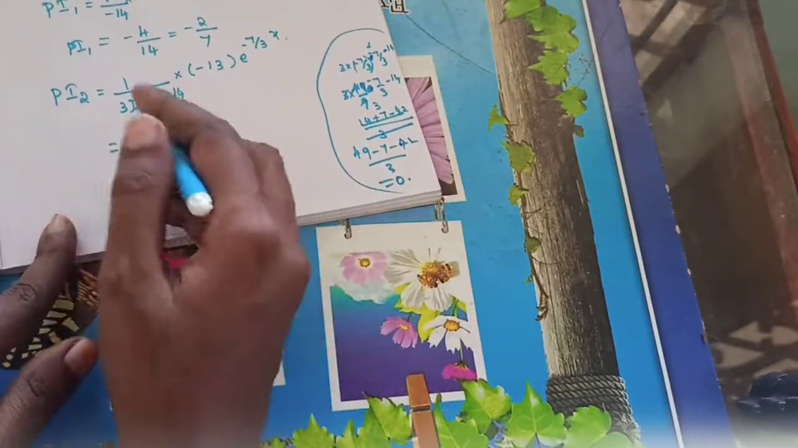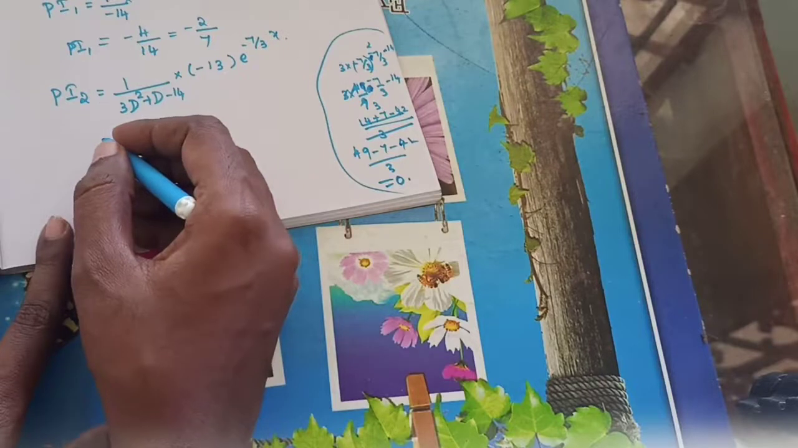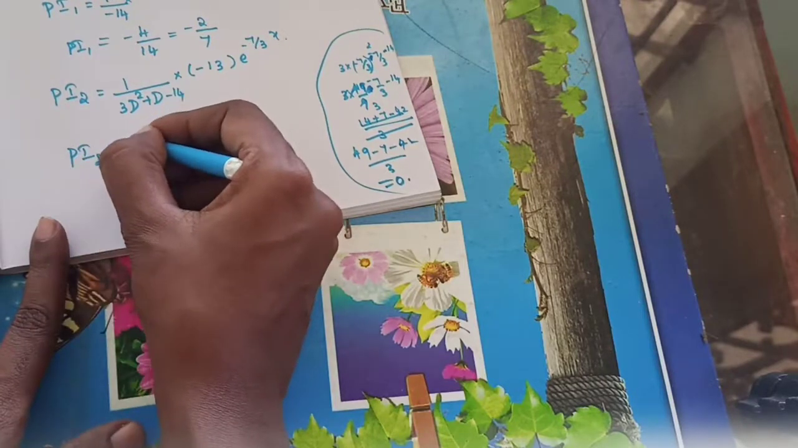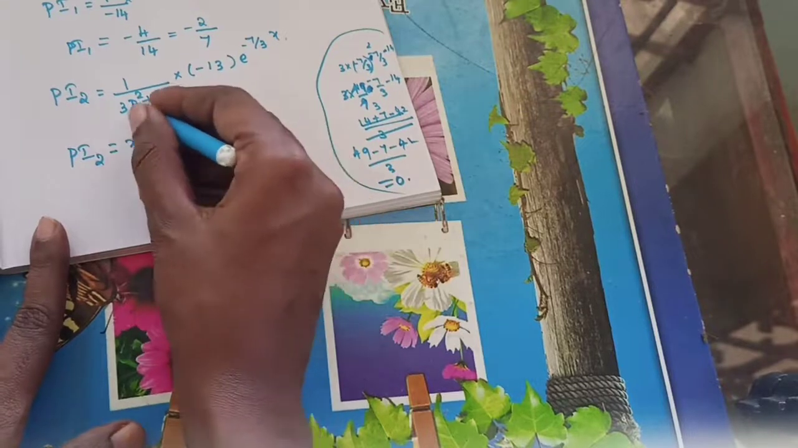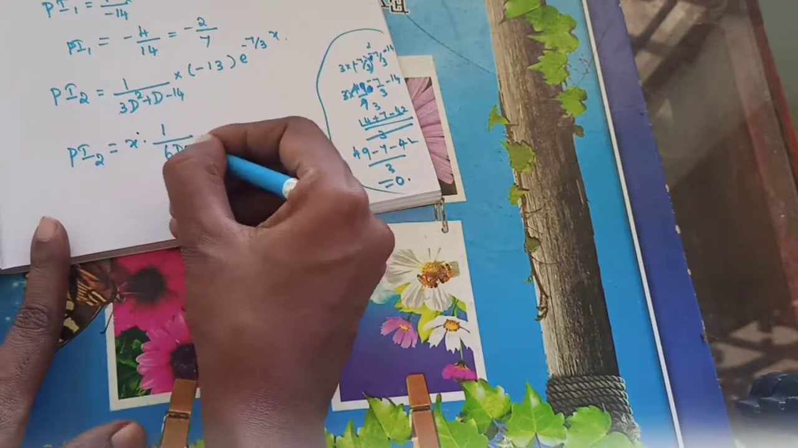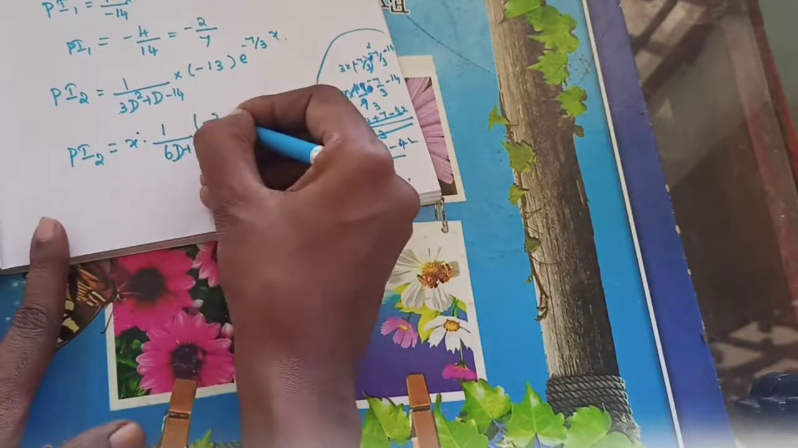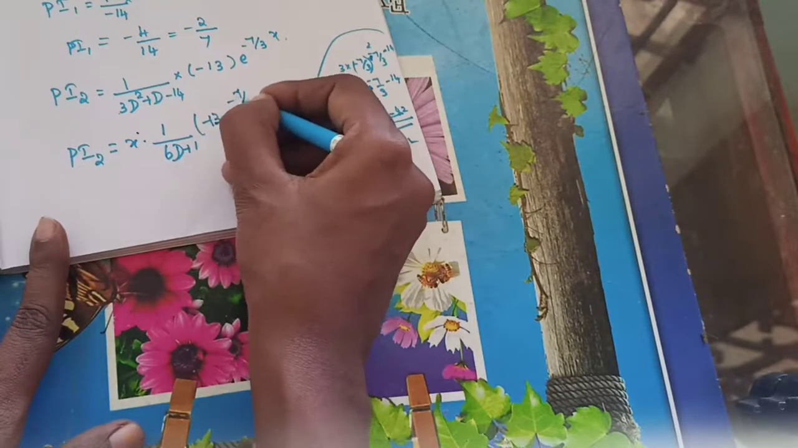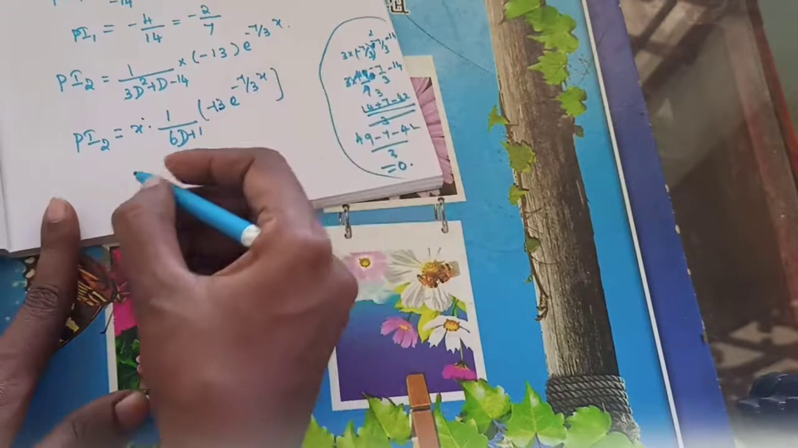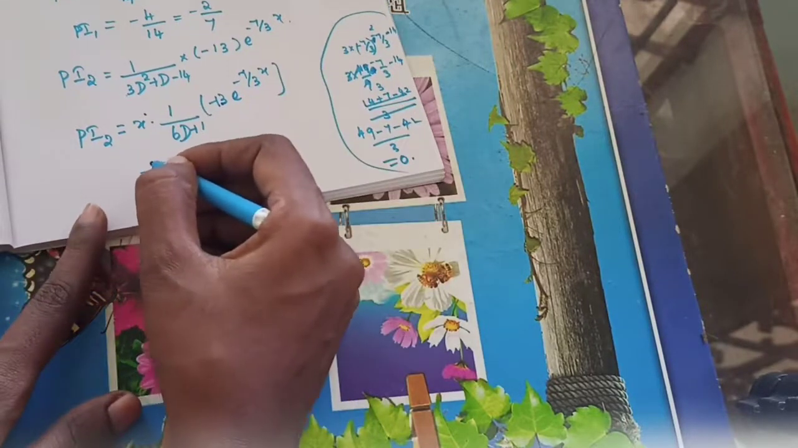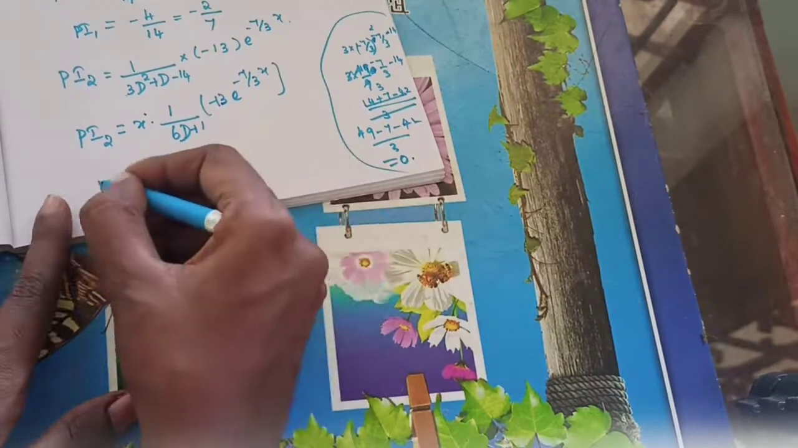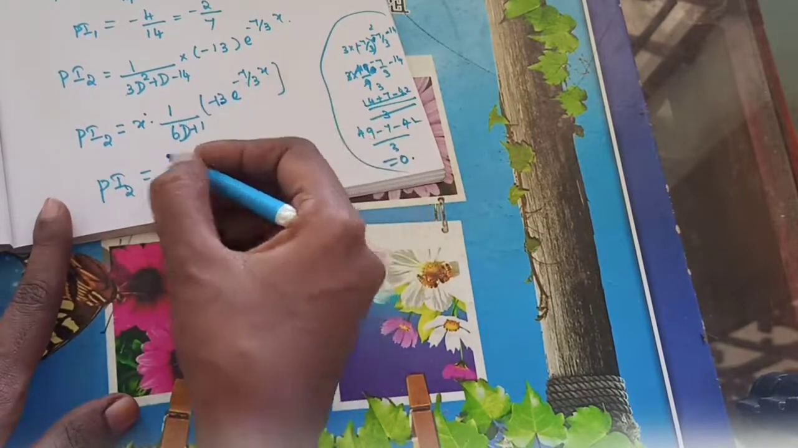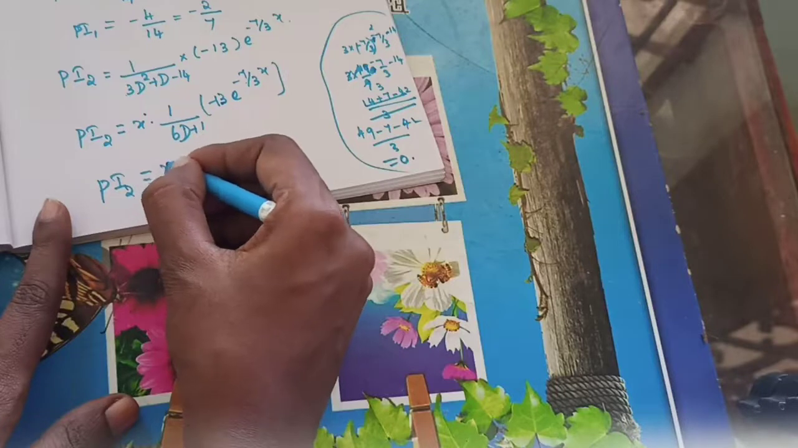So what will you do? 1 by phi dash of x. So particular integral 2 equals 1 by x into phi dash. Phi dash means 3 into 2 6D plus 1 into minus 13, e power minus 7 by 3 into x. Again, what will you do? We will substitute this minus 7 by 3 here, and check whether it will be 0 or not.